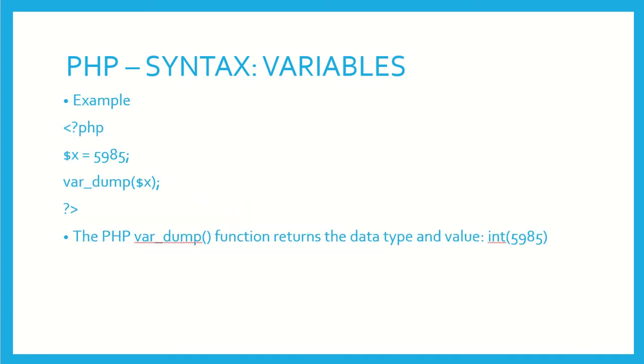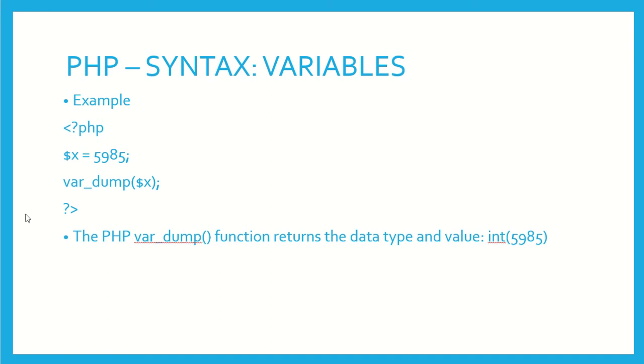So this is an example. You can see here that there is a variable x and it is assigned with a value 5985. You are not saying it is an integer or hexadecimal integer or octal integer. You are not mentioning anything. You are just giving the value which is 5985. And 5985 is understood as an integer and x is defined to be an integer variable.